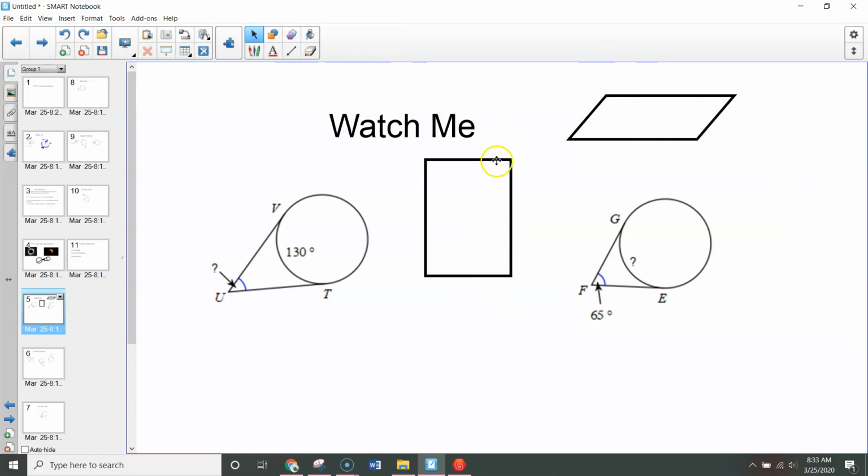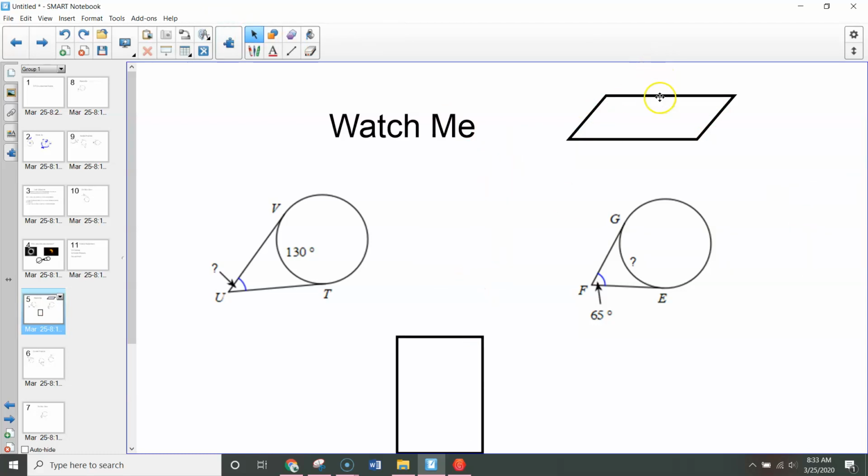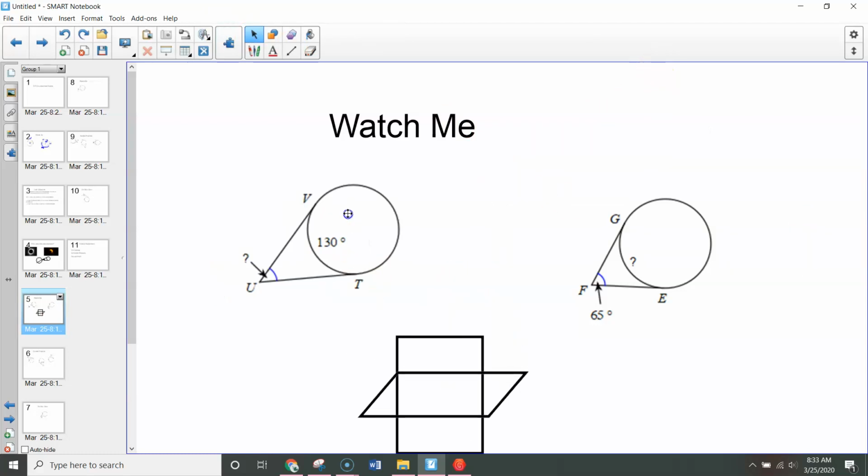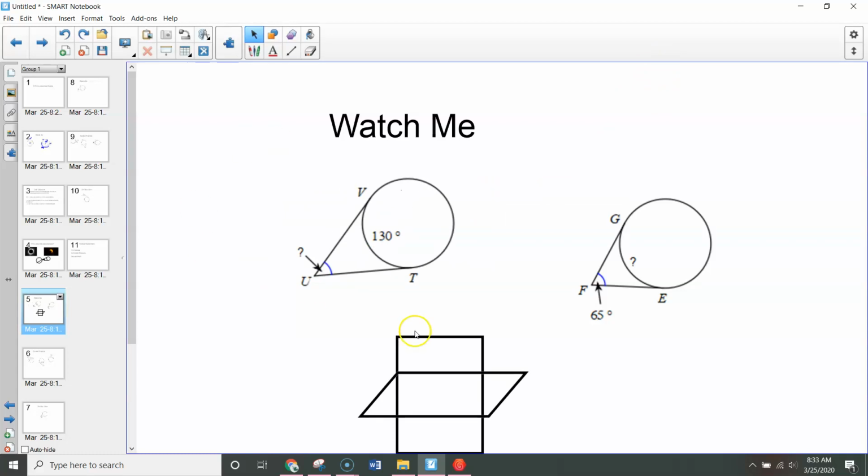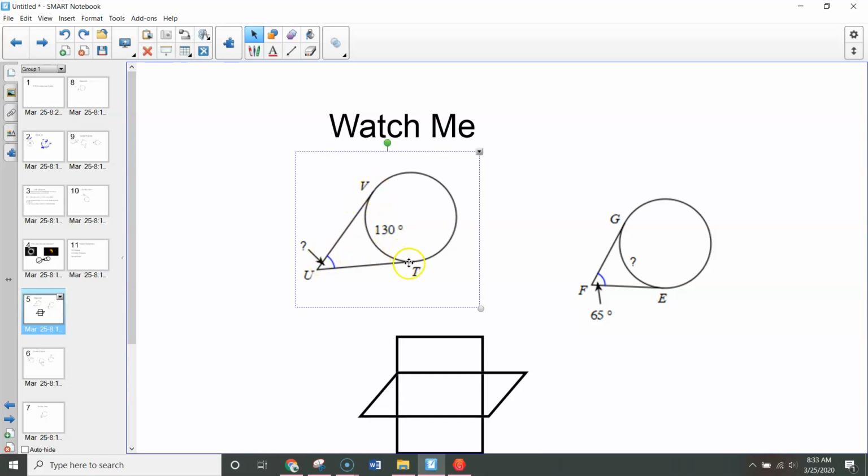Now, Mrs. West, why are you making us learn this? Well, that is a great question. Thank you for asking. I'm going to show you how this applies to circles. So here, I know that this arc measure right here is 130 degrees. I want to find this circumscribed angle. And once again, it just barely touches the circle twice.